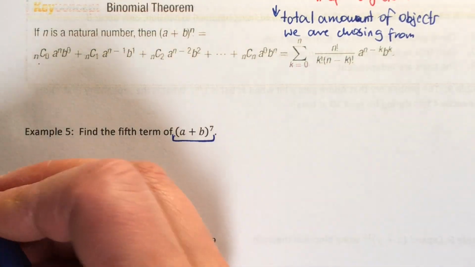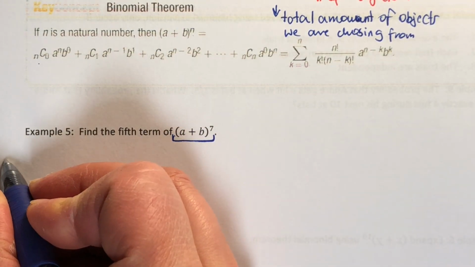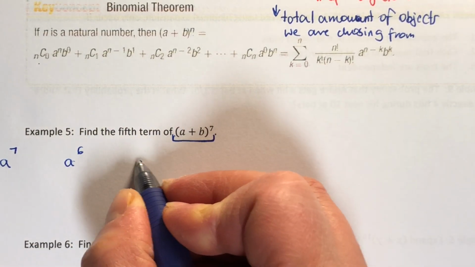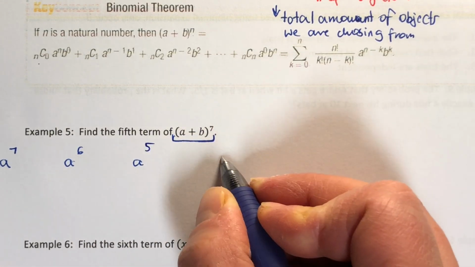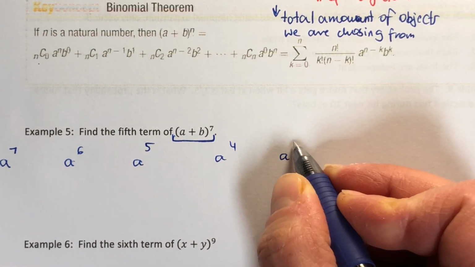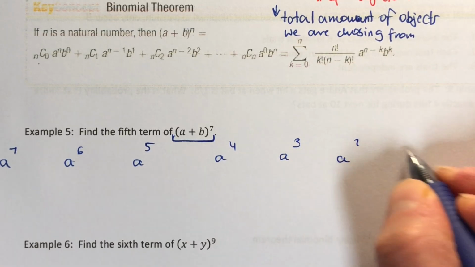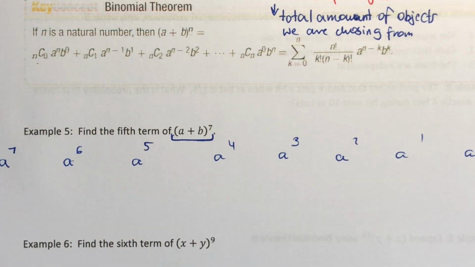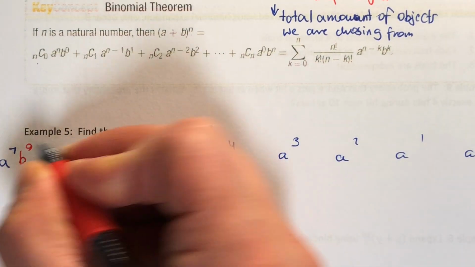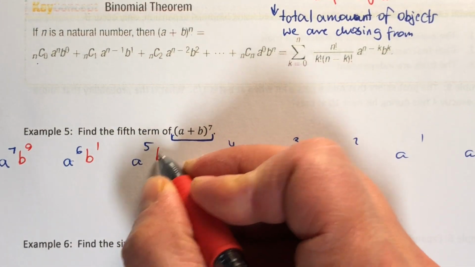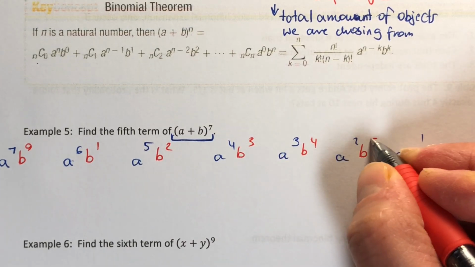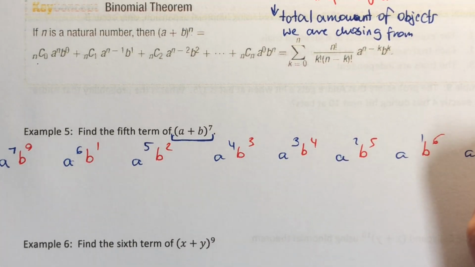All right, so what I am going to do is start with writing a to the power of 7, a to the power of 6, a to the power of 5, a to the power of 4, a to the power of 3, a to the power of 2, 1, and 0. So we remember that. Then next I am going to say b to the power of 0, b to the power of 1, b to the power of 2, 3, 4, 5, 6, and 7. Again, notice how nicely this always matches.